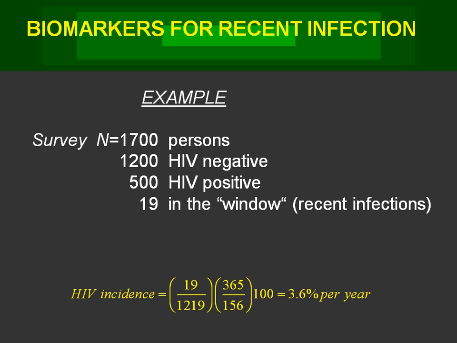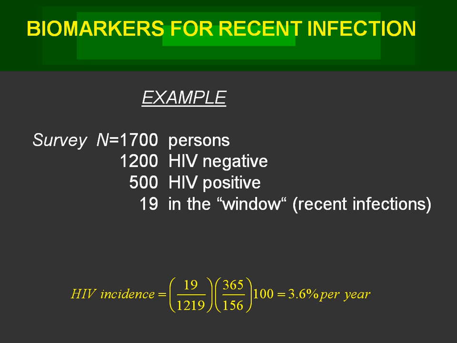So, therefore, the HIV incidence rate would be, you take the 19 out of the 1,219, and you divide by the mean window of the BED assay, which say was 156 days, which gives you an answer of 3.6% per year as the annual rate of infection.